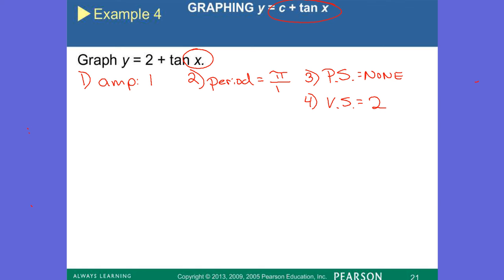On a tan and cotangent problem, the next step, step 5, would be what? Find the asymptotes. Time for my asymptotes. Now, this is a tangent function. Class, where do my tangent functions have their asymptotes? Negative pi over 2 and pi over 2.